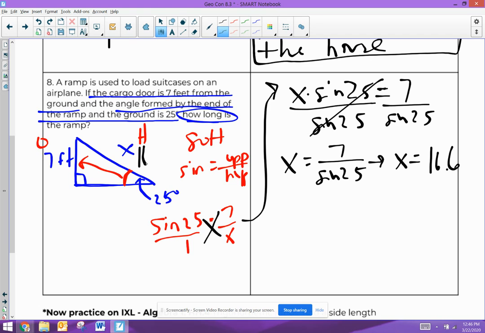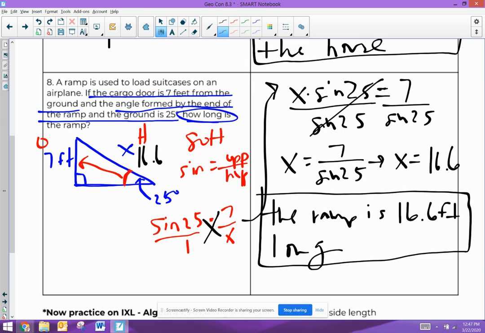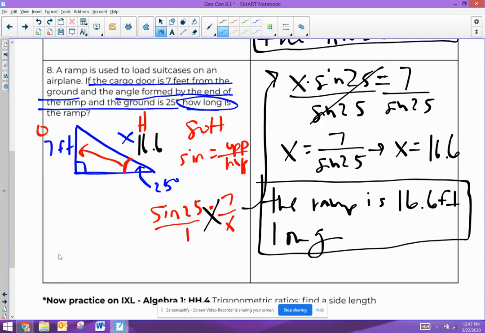Let's see if that's logical. Yeah, it's larger than 7. Okay, so let's answer the question. How long is the ramp? The ramp is 16.6 feet long. You can think of this next time you're out and about traveling on a plane with your baggage being loaded. Sadly, that's not today.